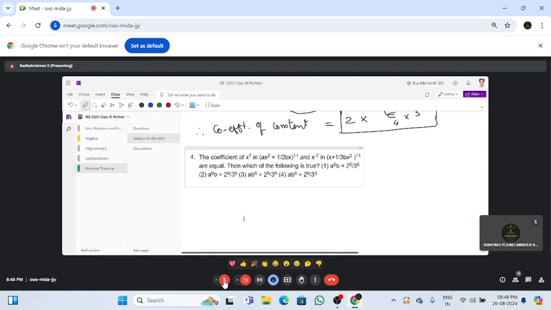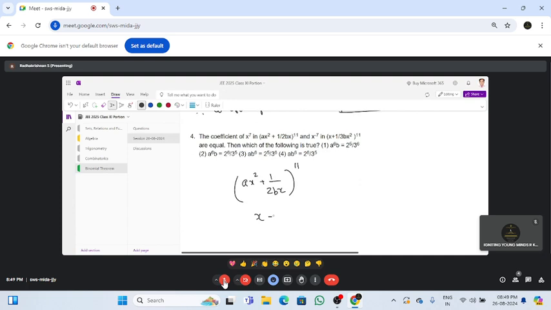Okay. The coefficient of x power 7 in this expansion, (ax square plus 1 by 2bx) whole to the power of 11. Find out the coefficient of x power 7 in this expansion. And similarly, find out the coefficient of x power minus 7 in the other expansion, which is (x plus 1 by 3bx square) whole to the power of 11. Okay. And then equate the two and find out the relation between a and b. Okay. Same way, like we did the last problem.